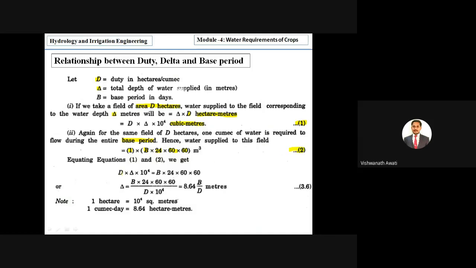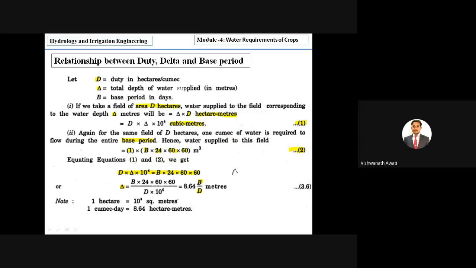If you equate equations 1 and 2, we get D into delta into 10 to the power 4 equals B into 24 into 60 into 60, right? If you simplify this, you will get delta equal to 8.64 B divided by D. Here B is the base period, D is the duty of the crop, and delta is the total depth of water required for the crop. Very simple. This relation is very important, and you will get many questions based on this equation.